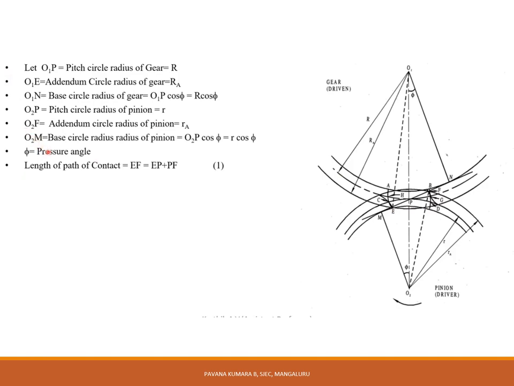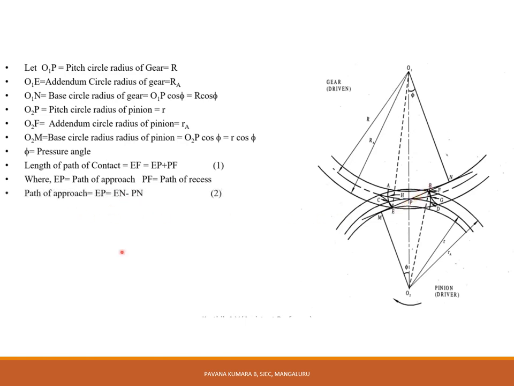Sorry, here O2M is the base circle radius of the pinion. So cos phi is nothing but adjacent divided by hypotenuse. The hypotenuse is this one and the adjacent is this one to this angle, so O2M divided by O2P. So O2M is equal to O2P into cos phi. The length of path of contact is E to F, divided into EP as well as PF, where EP is the path of approach and PF is the path of recess.